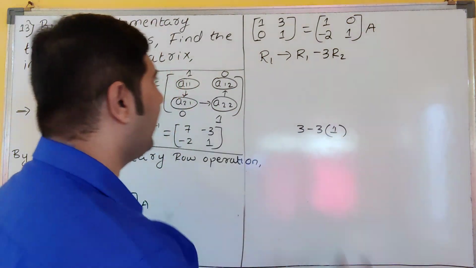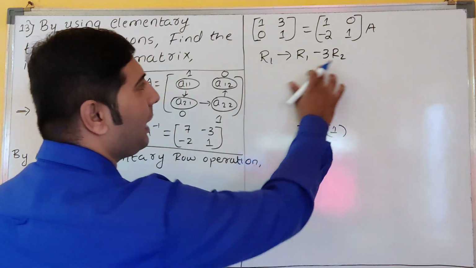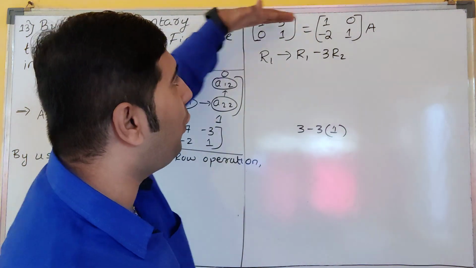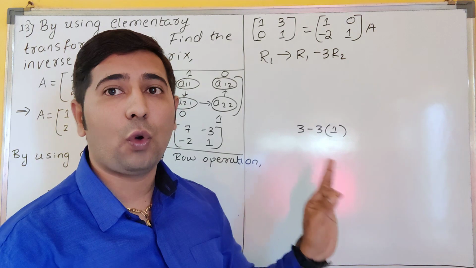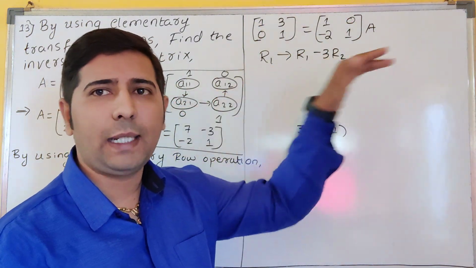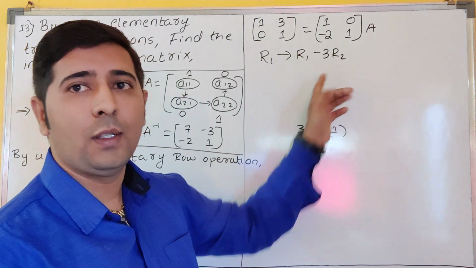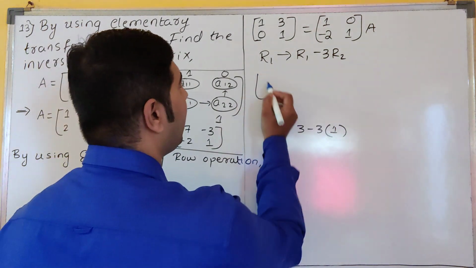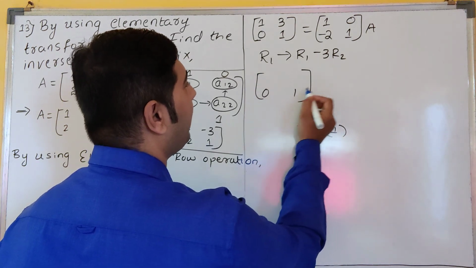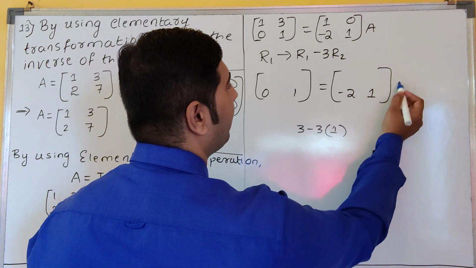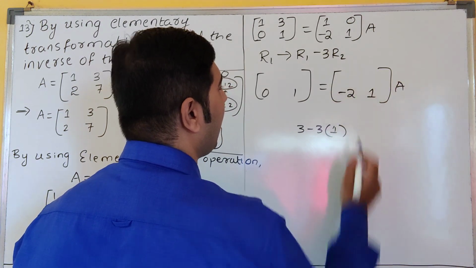Clear? So now this R1 operation you applied, no? This operation is applied to all row 1 elements. All row 1 elements: 1, 3, 1, 0. So which is not changing? R2 is not changing. R2 is not changing means you write it as it is: 0, 1, -2, 1, dear students. Clear? Into A, I have written as it is.